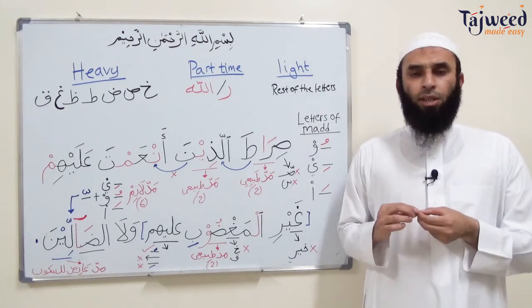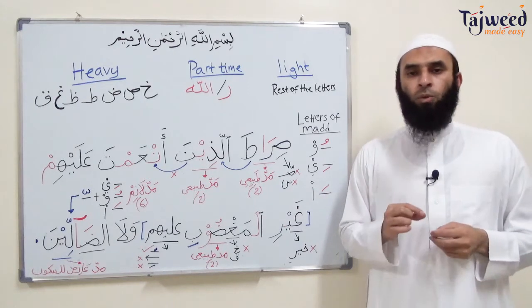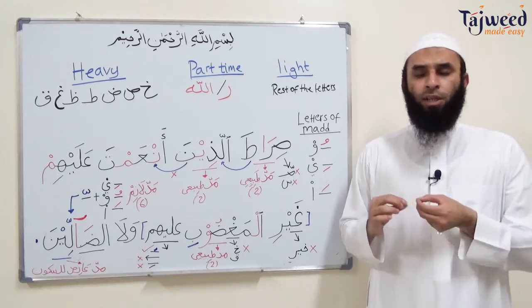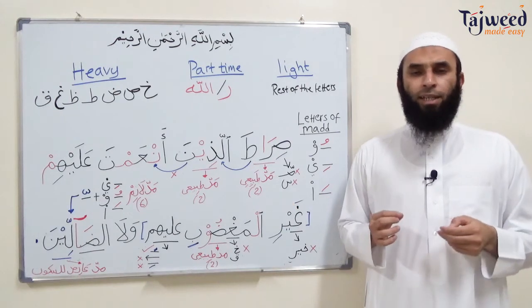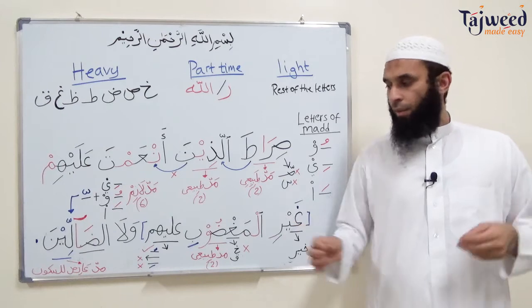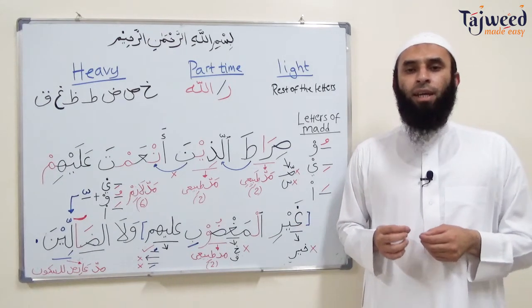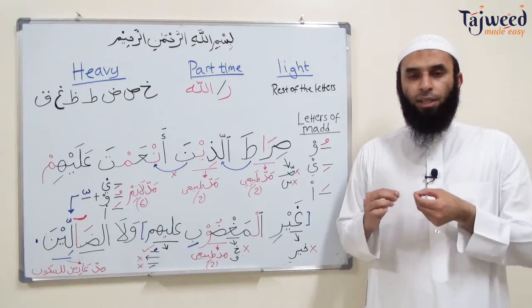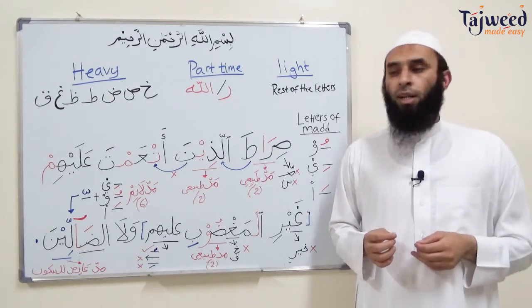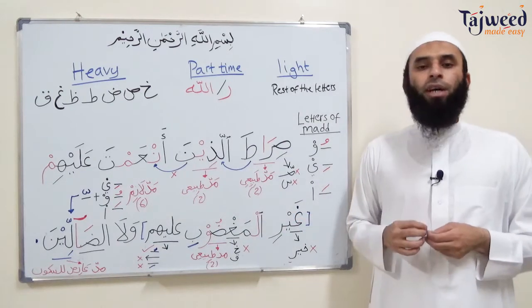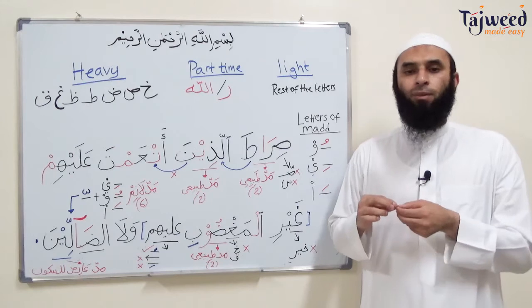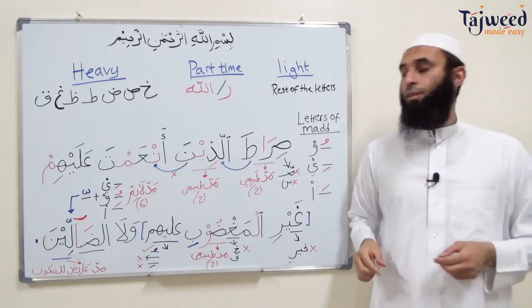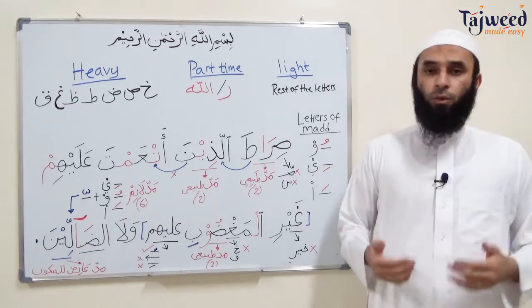Bismillahir Rahmanir Rahim, Alhamdulillahi Rabbil Alameen, Ar-Rahmanir Rahim, Maliki Yawmiddin, Iyyaka na'budu wa iyyaka nasta'in, Ihdina as-sirata al-mustaqim, صراط الذين أنعمت عليهم غير المغضوب عليهم ولا الضالين. So that's 4. Now I'm going to recite it slowly with 6 counts.